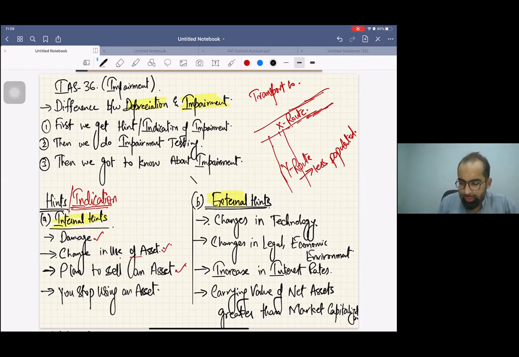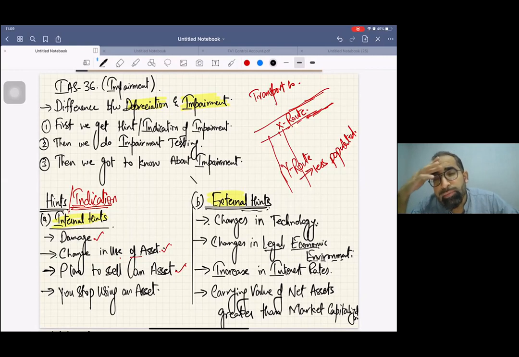Now, for external hints, number one, changes in technology. I already taught you changes in technology, not an issue. Number two, changes in legal, economic environment. Sometimes government passes certain laws, certain restrictions, or imposes import duties or something like that. Because of that, our business is hit adversely. So this is also an impairment hint.